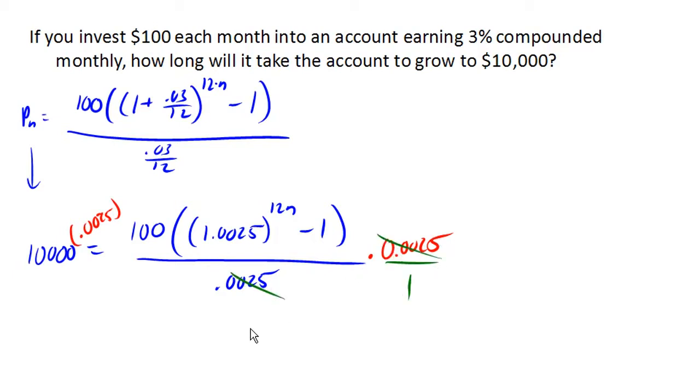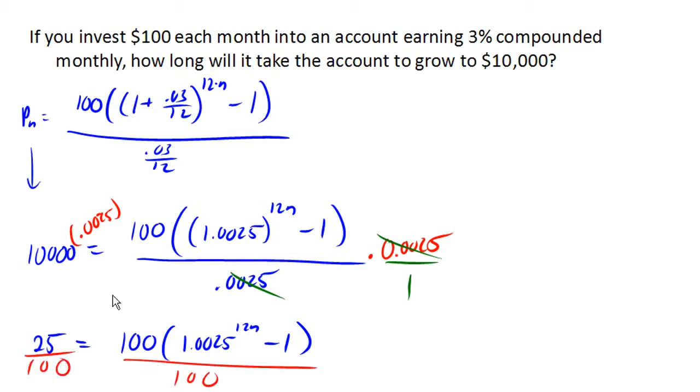On the left-hand side, we'll go ahead and multiply. 10,000 times 0.0025 is 25. So we got 25 equals 100 times (1.0025^(12n) - 1). So now let's get rid of that 100. We're going to divide both sides by 100, which again will reduce it on the right. On the left-hand side, 25 divided by 100 is 0.25. So we got 0.25 equals 1.0025^(12n) minus 1.